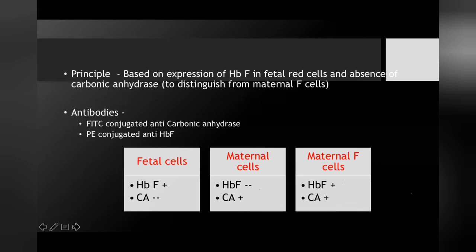Here what we utilize is that the fetal red cells will have HbF. So we take an antibody to HbF. We take another antibody which is anti-carbonic anhydrase. Carbonic anhydrase will only be expressed by the maternal cells, the normal mature RBCs of the mother, and the HbF will be positive in the fetus. So those cells which express HbF but do not express carbonic anhydrase are the fetal cells present in the maternal circulation. Those cells which express carbonic anhydrase but no HbF are the normal maternal RBCs, while those cells which express both F and carbonic anhydrase are the maternal F cells, which are obviously going to be less than 1% as we see in any adult.